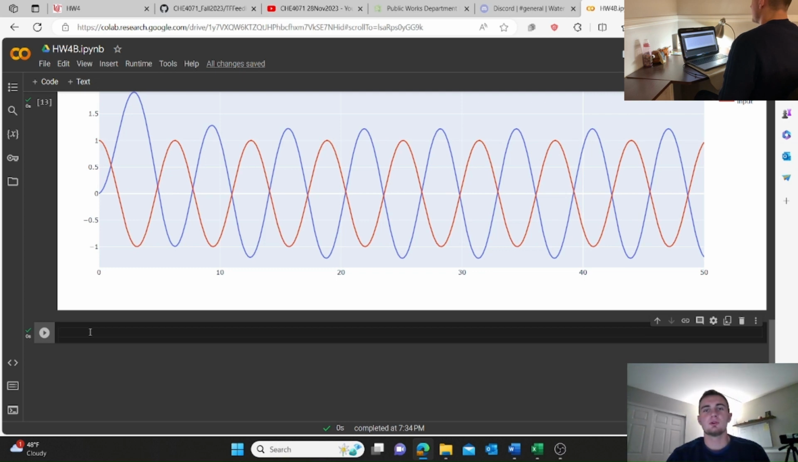Hello and welcome to homework 4, part 3. In this part of the homework, we're going to start out talking about something known as the Bode diagram. And this basically piggybacks off of part 2 of this homework.